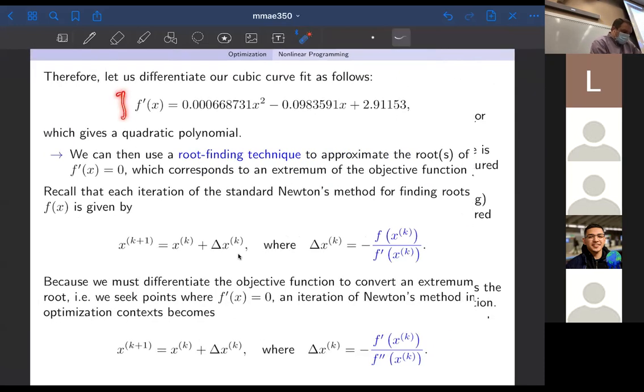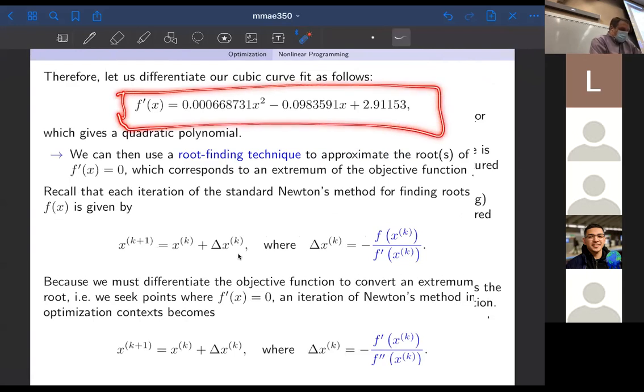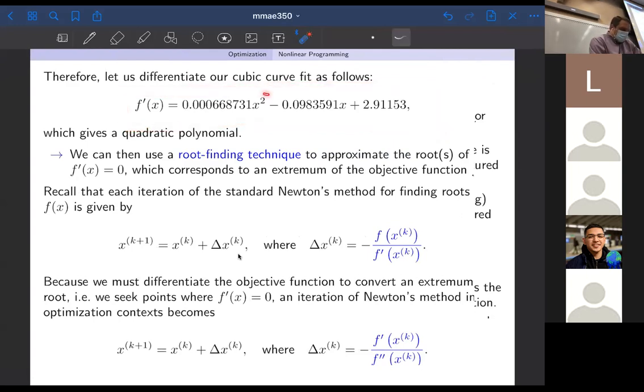So here's my f prime of x. I took my cubic curve fit and I just differentiated it. Lickety split, no problem. It's again second order. So I do have the quadratic equation from which I could get the value, or in this case, two values of x for which that's an extremum. But instead, let's talk about how we would use a root finding technique. The root finding technique, remember, is applied to that function f prime of x, not f of x. Because once again, the roots of f prime of x are the same as the extremums of f of x, which is what we're looking for.